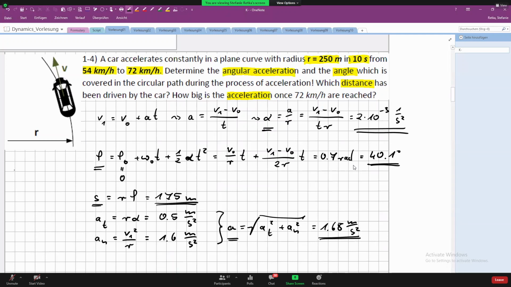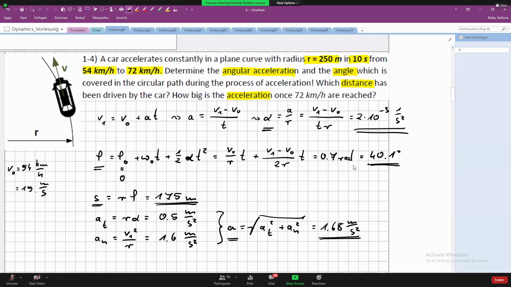So, for example, for v0, 54 kilometers per hour has to be converted into meter per second, and I actually didn't state it here. Just have to do that real quick. So it's 54 times 1,000 over 3,600, which is 15 meter per second.